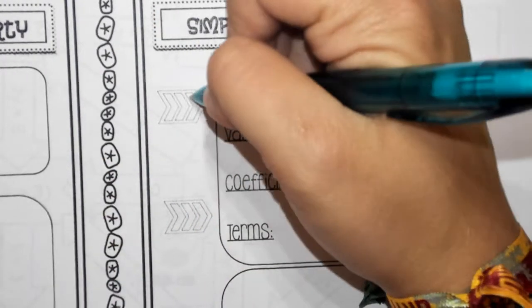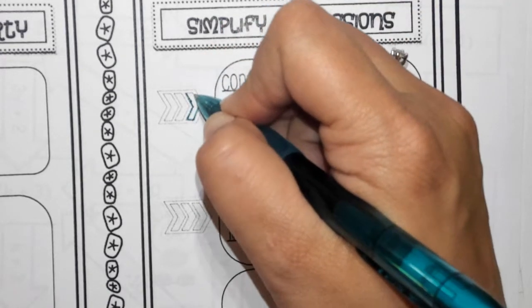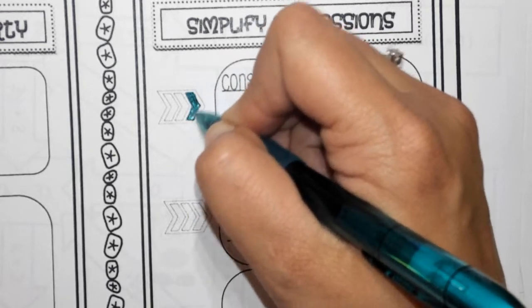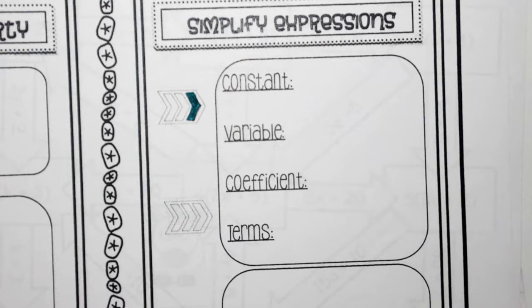So we're going to start on the simplifying expressions side. Now, who can tell me what a constant is? Something that stays the same. Let me give you all your number strips. Take a point for your team. A constant is something that stays the same. Now, what is it in a math problem? Is it a letter or a number?